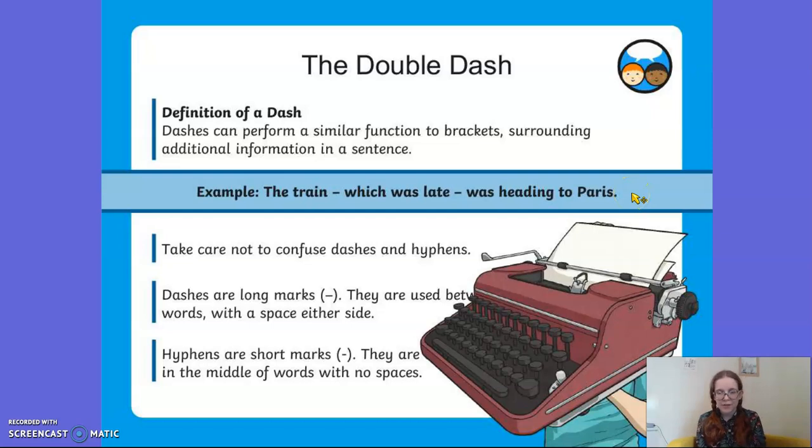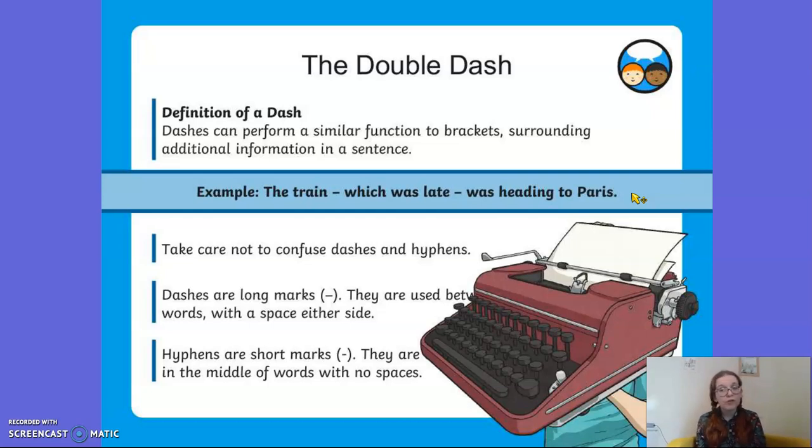Now, the definition of a dash, if you're not sure. They perform the same thing as brackets. They surround additional information. They sandwich the extra information in the middle of a sentence. For example, the train - which was late - was heading to Paris. So that extra information telling us that the train was late is sandwiched in between our double dash.